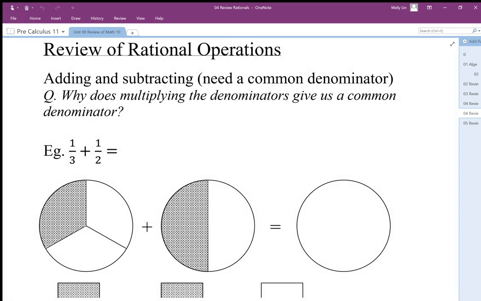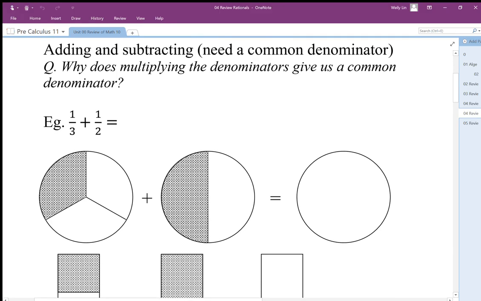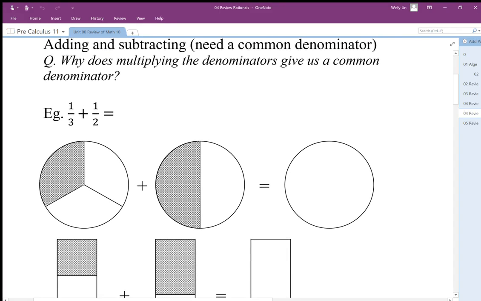So when we were adding, subtracting fractions, we need a common denominator. And how do we get a common denominator? Well, we need to multiply the denominators, okay? Find multiples or factors, make the factors match it.